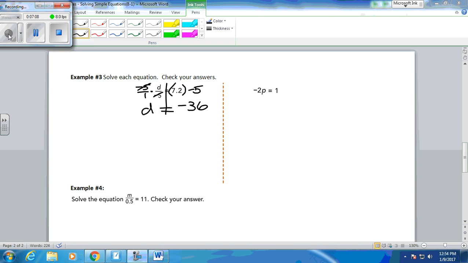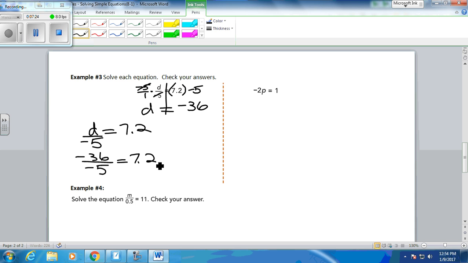Then I will check my answer by rewriting the original, which was d divided by negative 5 equals 7 2/10. I then place the negative 36 in place of the d, and actually calculate this out. A negative divided by a negative is a positive, and then double check, you can use your calculator, if 36 divided by 5 does give you 7 2/10, which it does, so we know that this checks out. Okay, so this is your check.